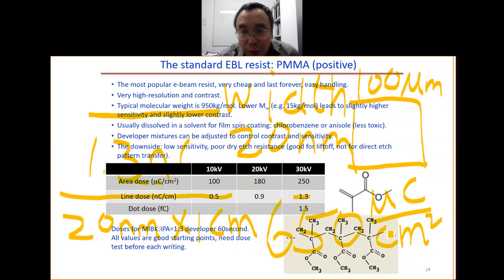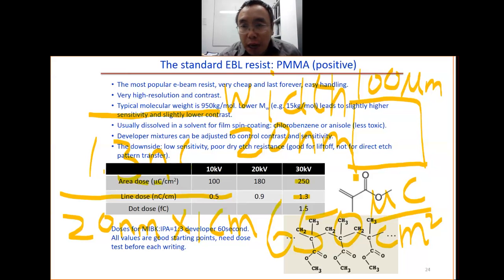So you compare this number to this number. Normally we said the area dose should be 250 microcoulomb per centimeter square. But here, when we expose an isolated line, we get 650 microcoulomb per centimeter square. So the question is, how come this number is so much bigger than this number? This is because of the proximity effect.